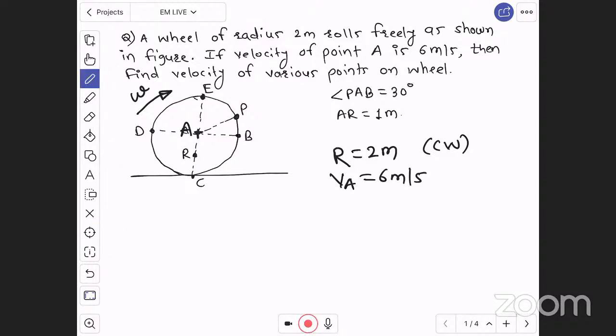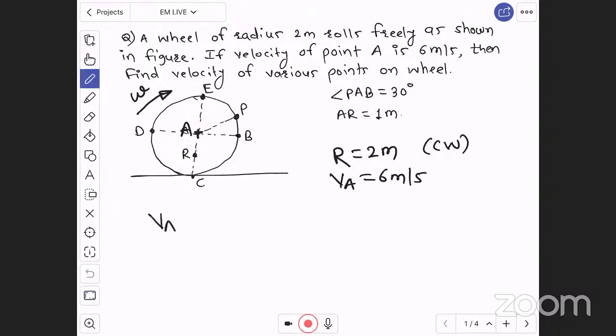Now my dear students, here angle at A, that is angle PAB, is given 30 degree, and distance of A to R is given 1 meter, and we have to find velocity for each and every point. Here 6 points are given.